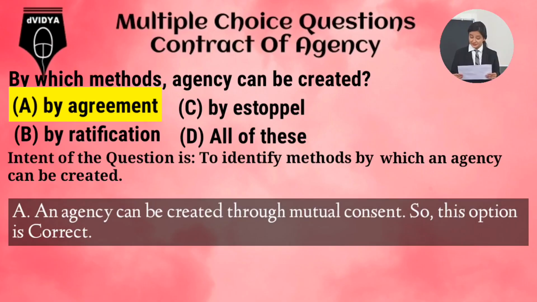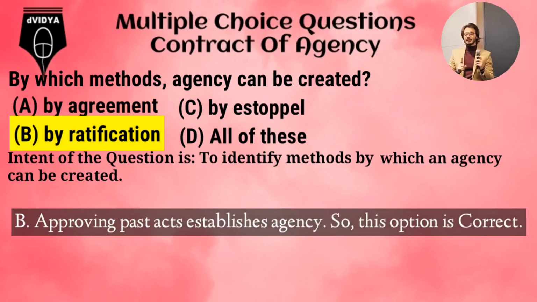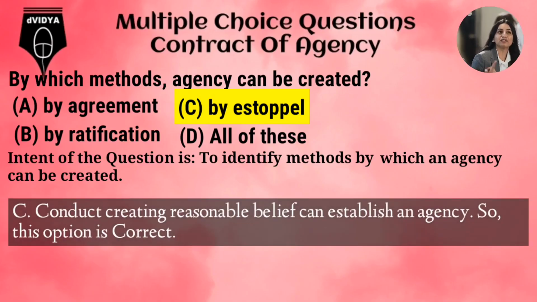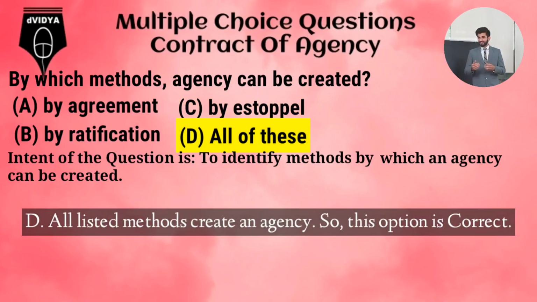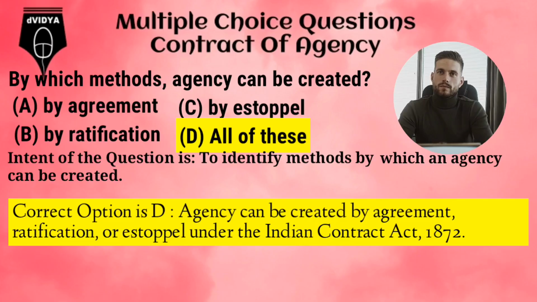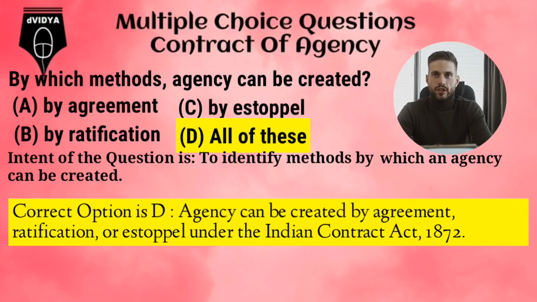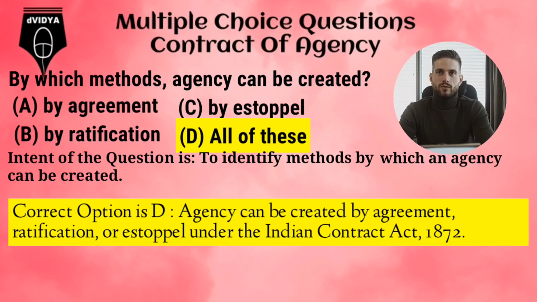Option A. By agreement. An agency can be created through mutual consent. So this option is correct. Option B. By ratification. Approving past acts establishes agency, so this option is correct. Option C. By estoppel. Conduct creating reasonable belief can establish an agency, so this option is correct. Option D. All of these listed methods create an agency, so this option is correct. Correct option is D. Agency can be created by agreement, ratification, or estoppel under the Indian Contract Act, 1872.